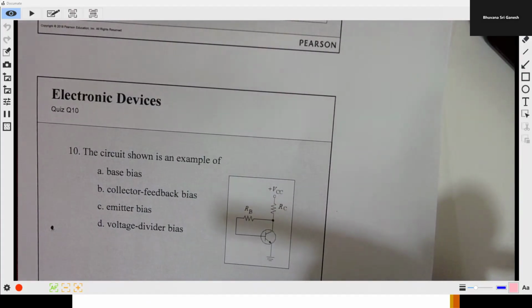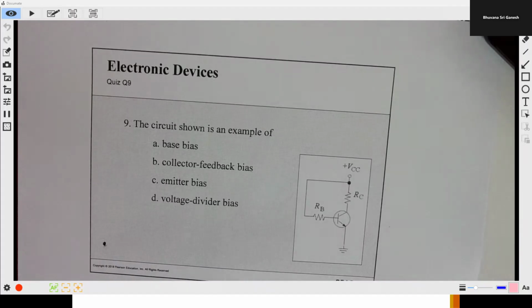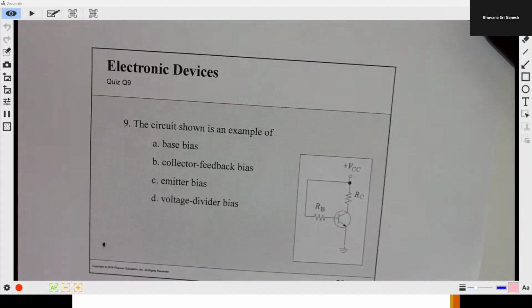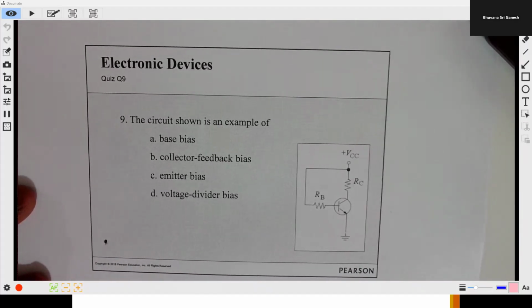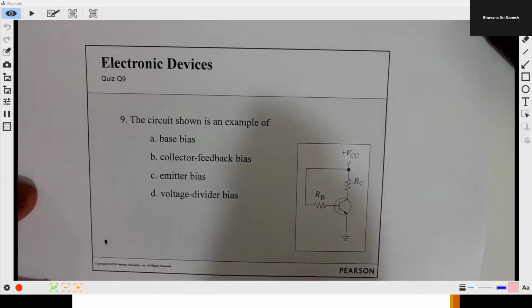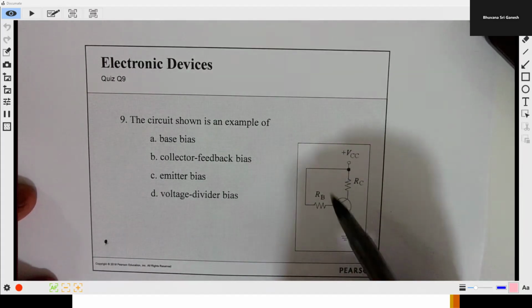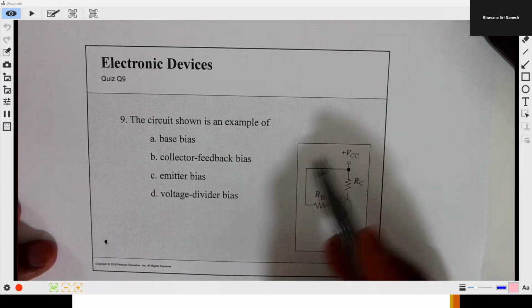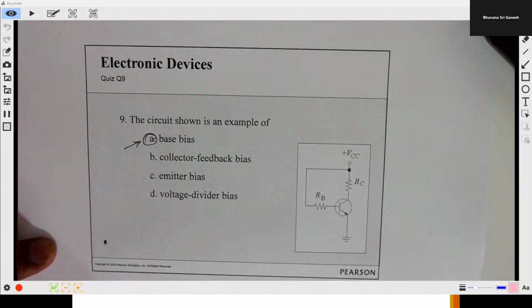Ninth question. The circuit shown is an example of base bias, collector feedback bias, emitter bias, voltage divider bias. Go by the formula sheet. In there I have shown the biasing circuits, circuits plus the formula. Okay, so this is an example of base bias circuit. A is the answer.